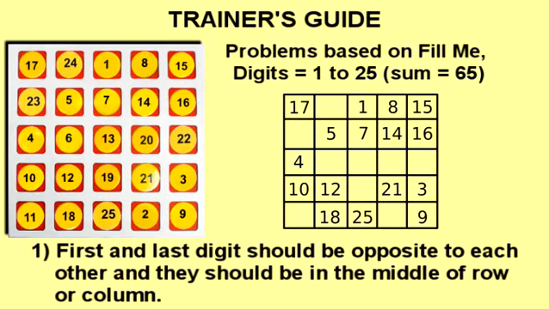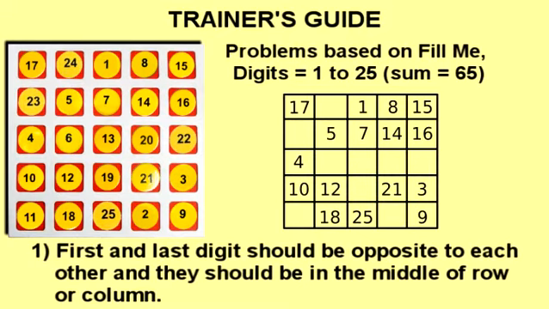The first condition says the first and the last digit should be opposite to each other and they should be in the middle of row or column. Let us see over here. Our first digit is 1 and last digit is 25. They are placed opposite to each other in a row or column. They can also be placed over here or here.